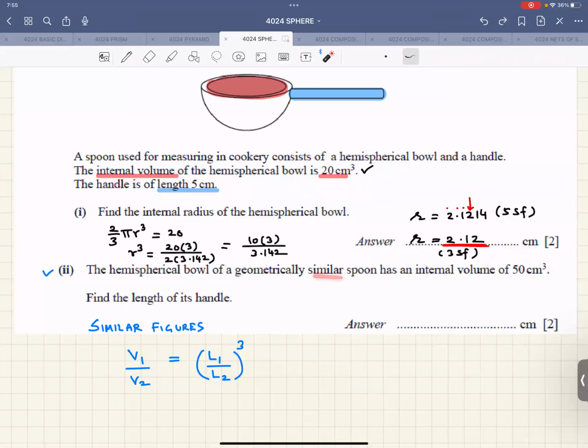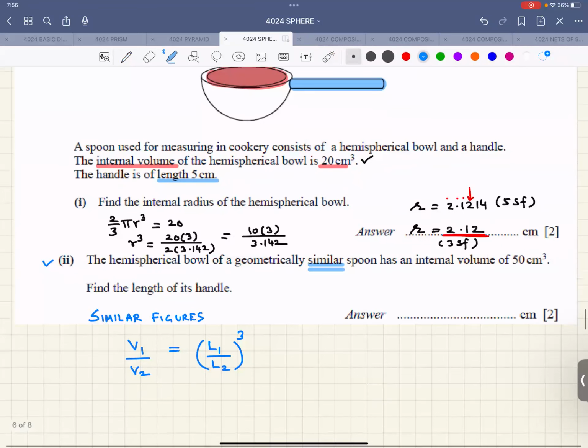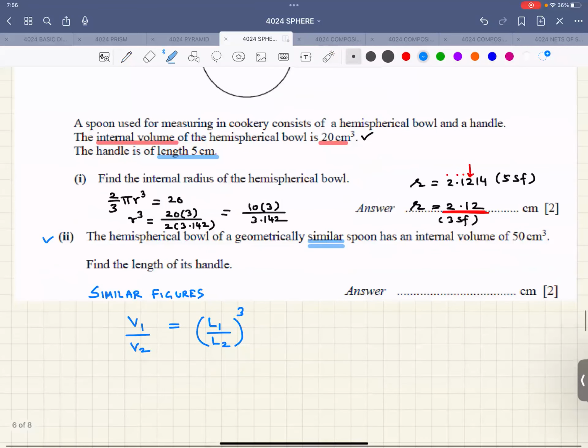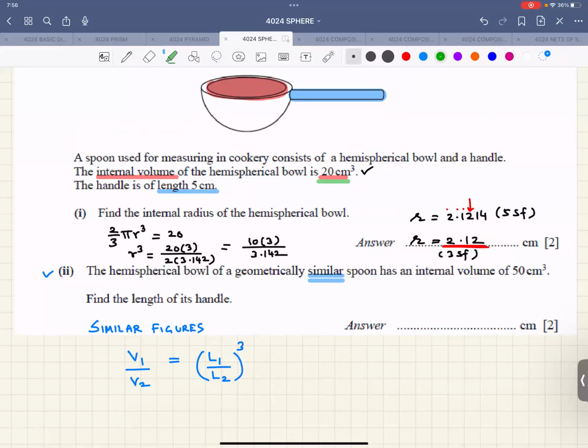Now this is the key word, similar. So let me underline it. So this is similar over here, and find the length of its handle. Now first of all, this is 20 over here. This is 5 over here. And then this is 50 over here. We are finding this length.